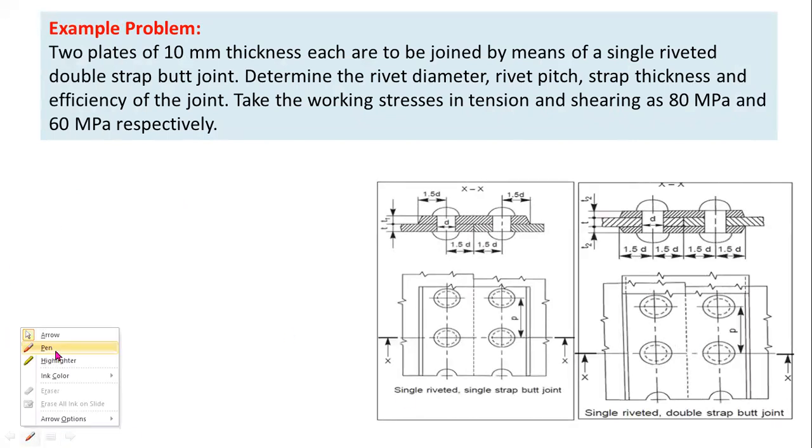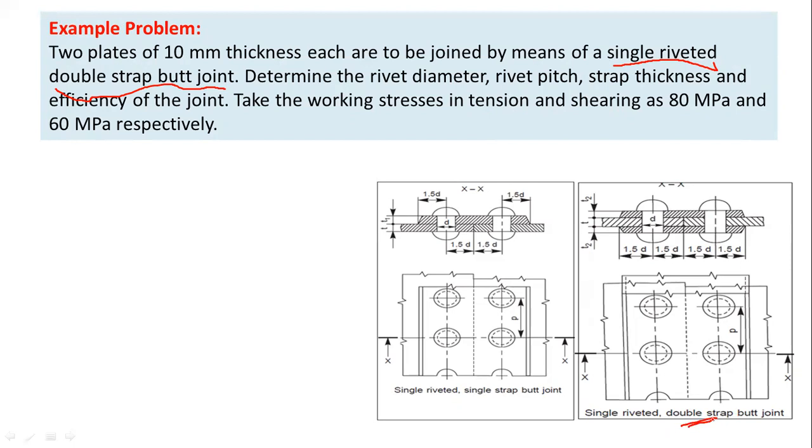From the given question, first we have to identify the type of joint. Here, single riveted double strap butt joint. Here you can observe this one is also a single riveted butt joint, this one is a double riveted butt joint. Sorry, single riveted double strap butt joint.